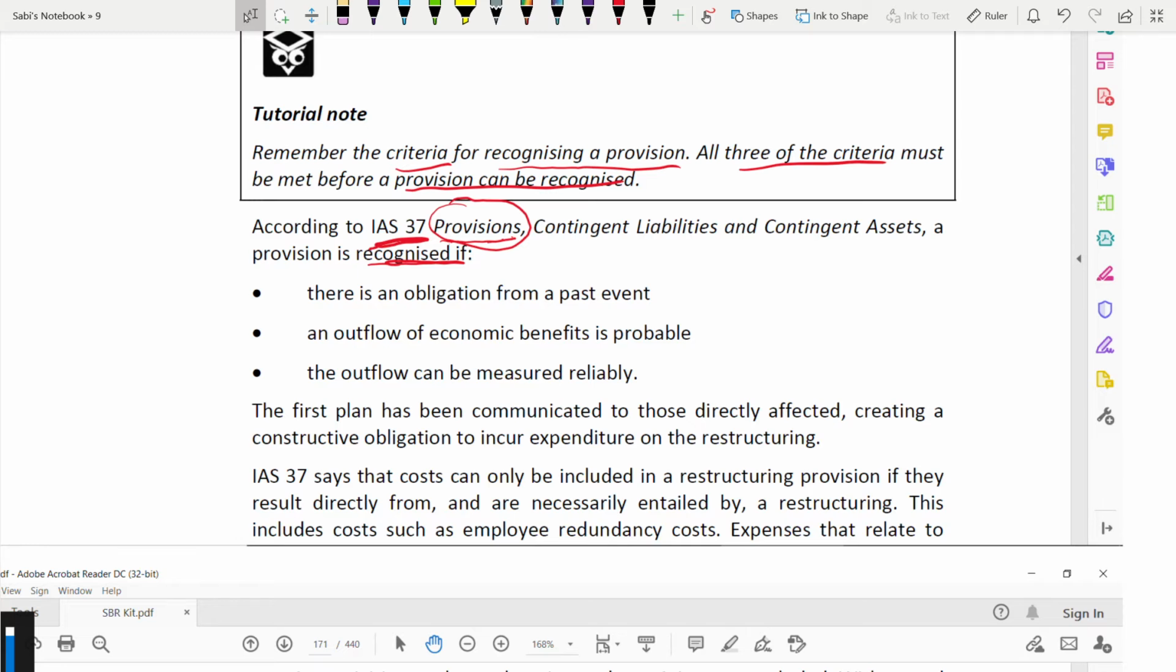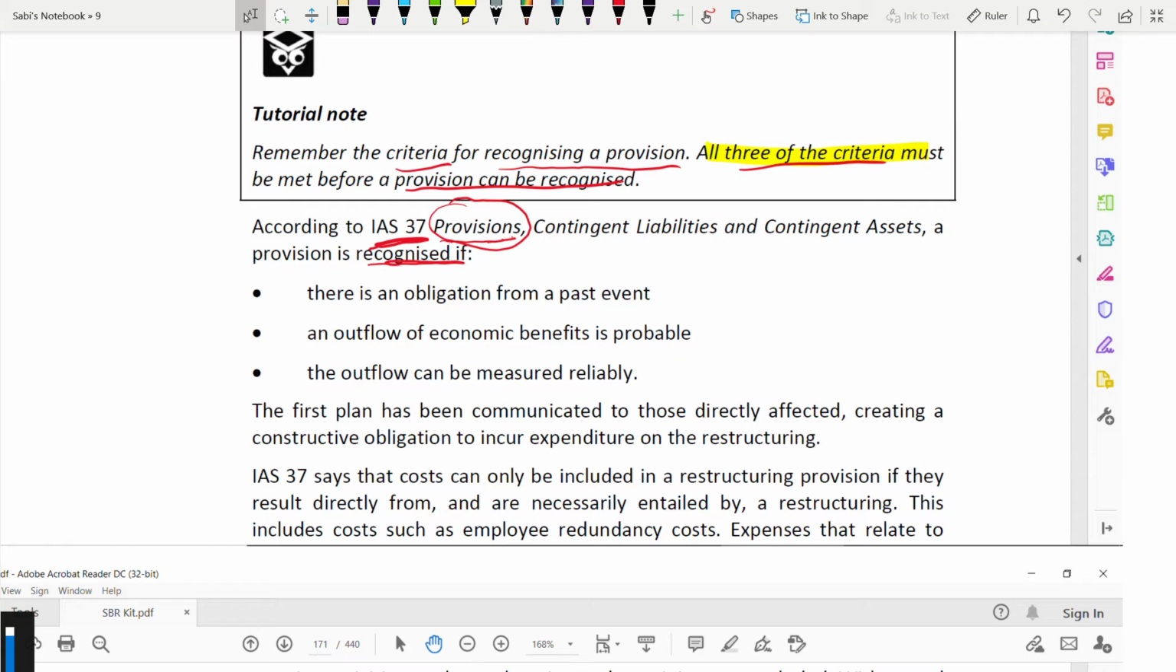So a provision is recognized if three things are met. All three have to be met. It's not just one of three. Just read it: all three of the criteria must be met. There's a difference between saying one of the three must be met, which means if any one is met, automatically it's a provision, and saying all three have to be met, which means all three together.